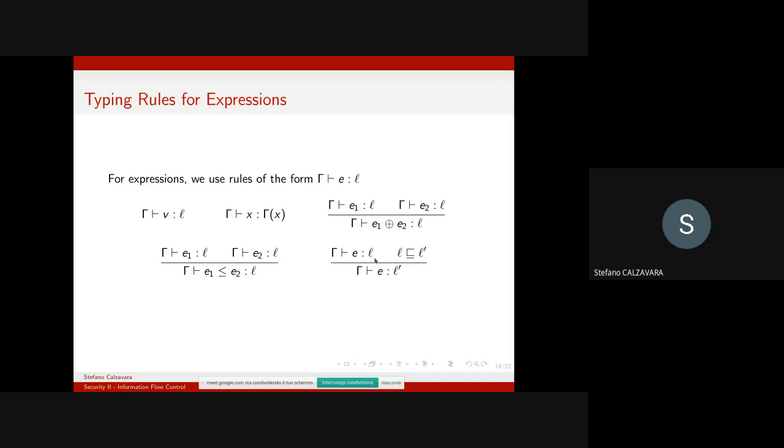What is the meaning of this rule? The rule says that if I'm able to type check an expression E with type L, then I'm also able to assign to the same expression a label which is more restricted. Put it differently, if I'm able to give the public type to something, then I'm also able to give the confidential type to something. So moving up in the security lattice is fine, because if I move up in the security lattice, I'm becoming more restrictive, okay?